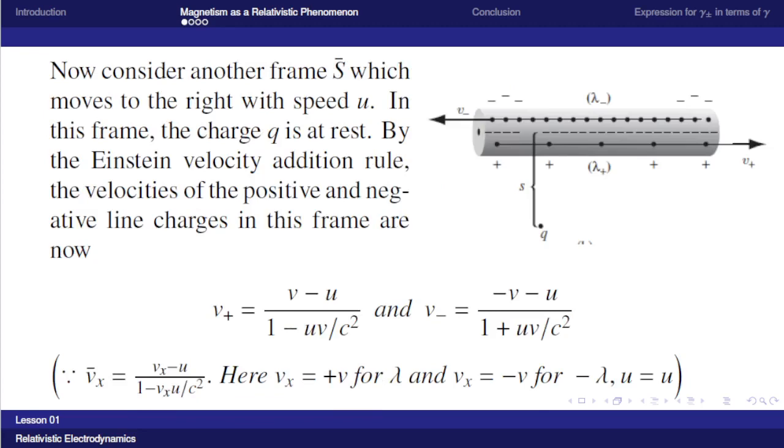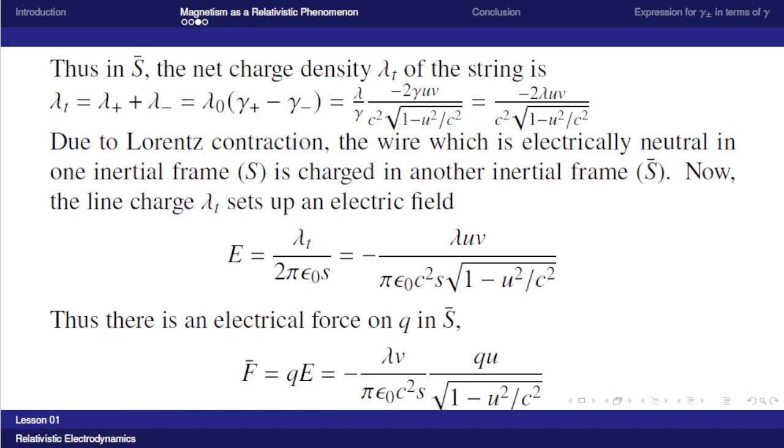Now the conductor is charged. Now in the S bar frame, the force is electrostatic. Now there is an electric force F is equal to QE, that is equal to minus lambda u by pi epsilon 0 c square s into QU divided by root of 1 minus u square by c square. We just multiply this with the q, just a rearrangement.